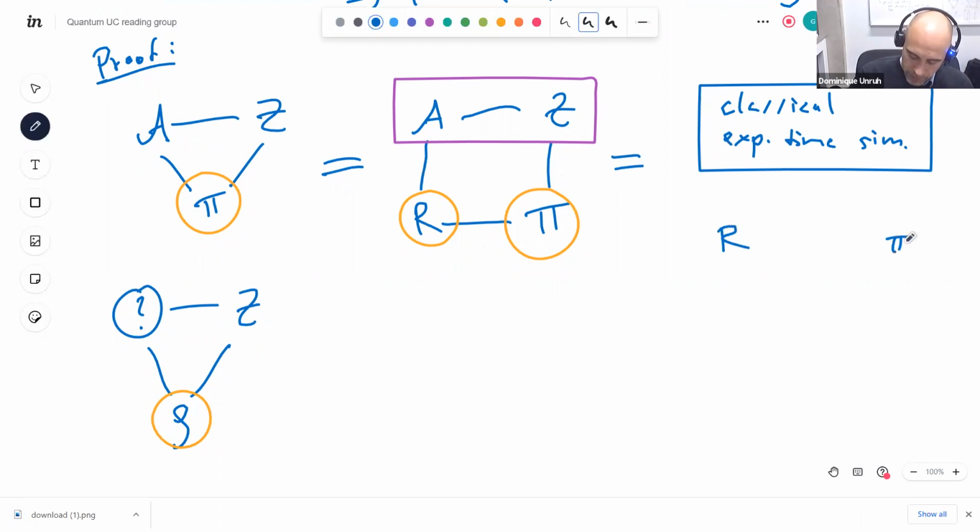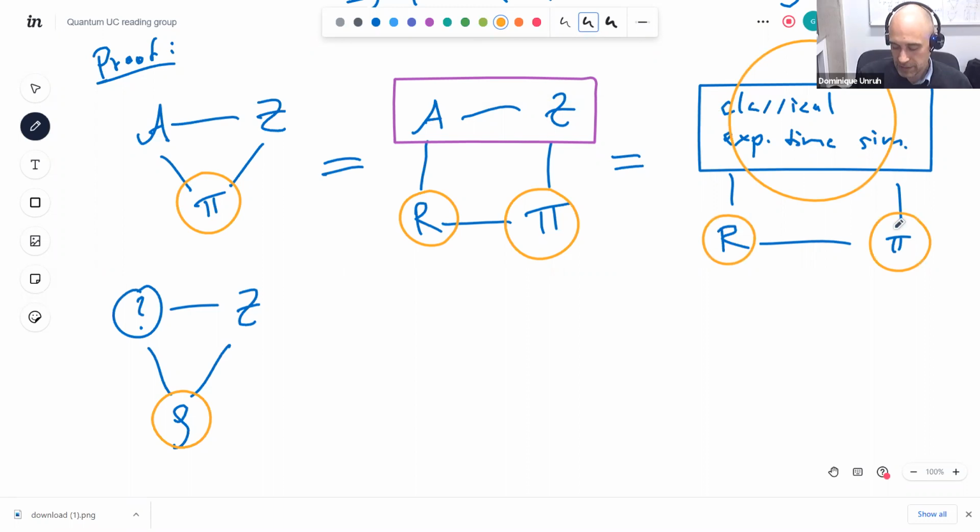Talking to R and pi. And now everything we have here, well, all those machines are now classical. And now we are in the setting of classical statistical UC. Here we need statistical because this machine runs exponential time, even if those were not, because this machine simulates a quantum computer. But now we have some machine here interacting with the protocol and R. So we can say R is now the adversary, and this machine is now the new environment.